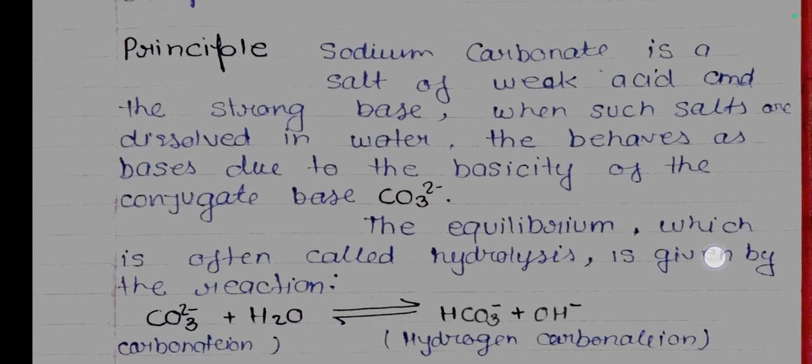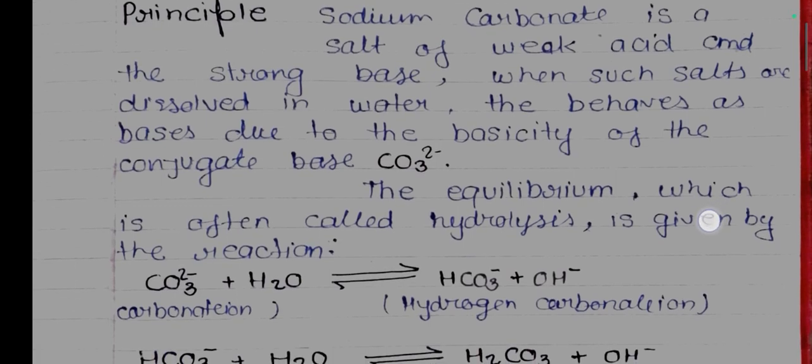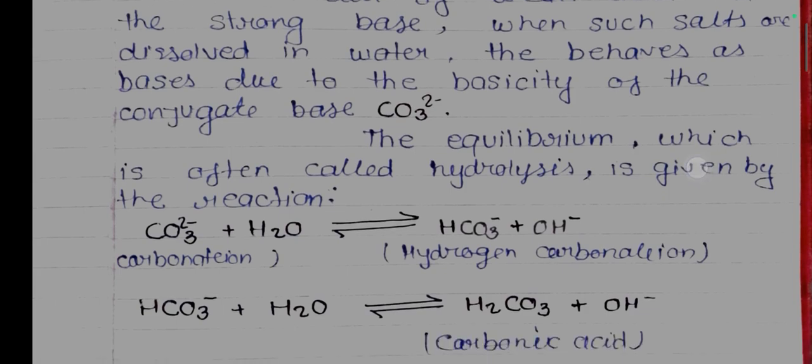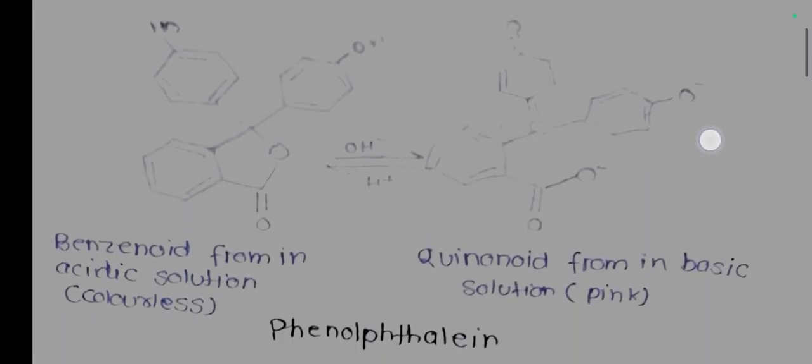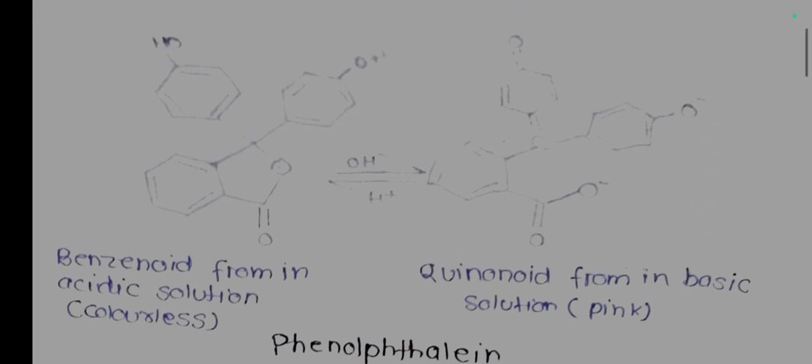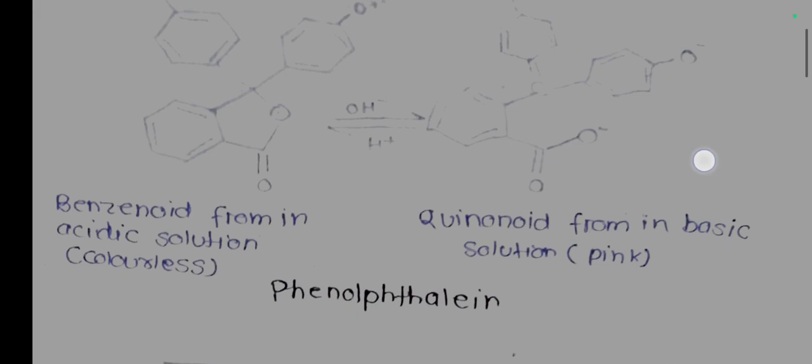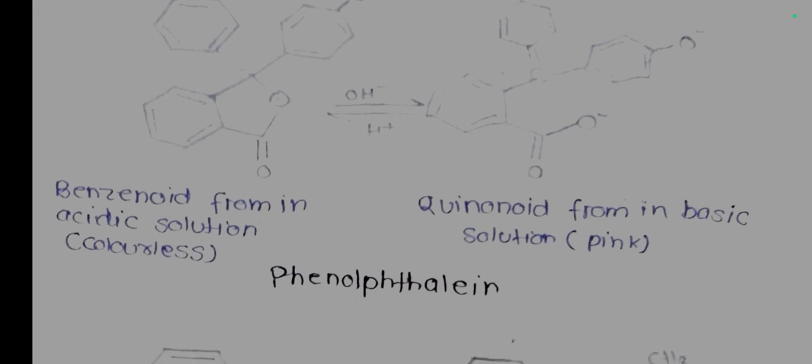Sodium carbonate is a salt of weak acid and strong base. When such salts are dissolved in water, they behave as bases due to the basicity of the conjugate base CO3 2-. So here are the reactions. Here you can see the acidic form of the indicator is colorless, and the conjugate form in basic solution is pink, phenolphthalein.